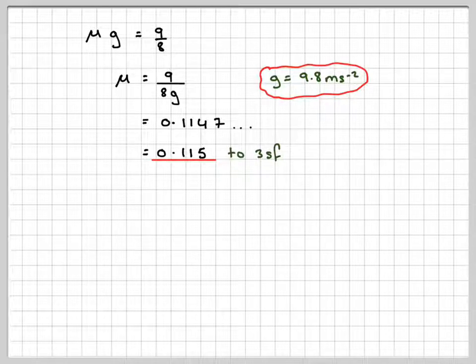So this has been a video to show you how to calculate the coefficient of friction given a block sliding across some ice and the initial velocity and the distance travelled until it comes to rest. So I hope you've understood, and I thank you very much for watching.